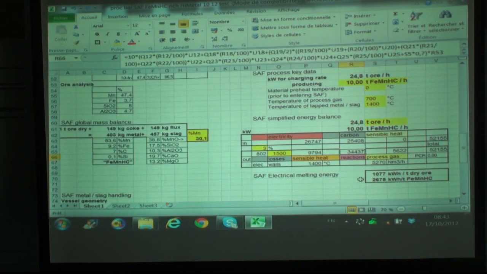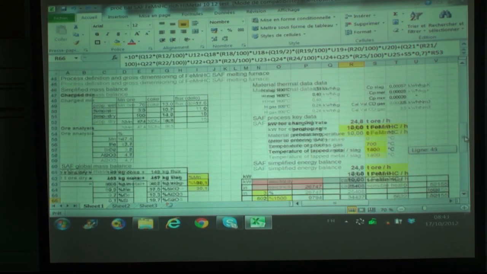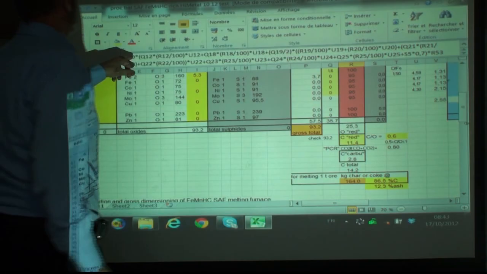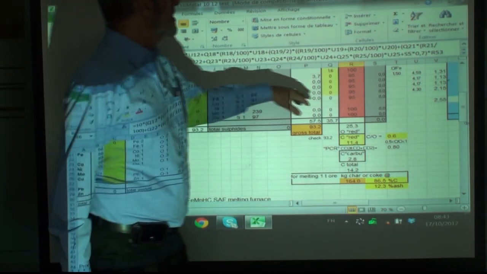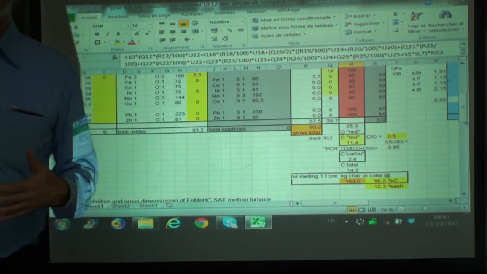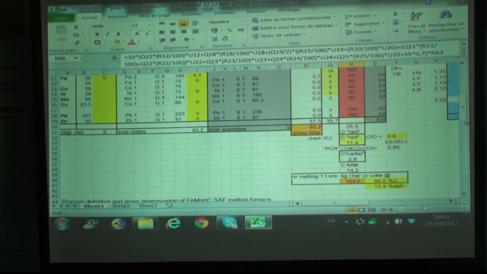Now, let's move to the reactions. This is a complex formula, but actually the principle is very simple. The principle is that, again, you take the factor 10, because here all is given per 400 kilo. The factor 10 is to come to 1 ton.